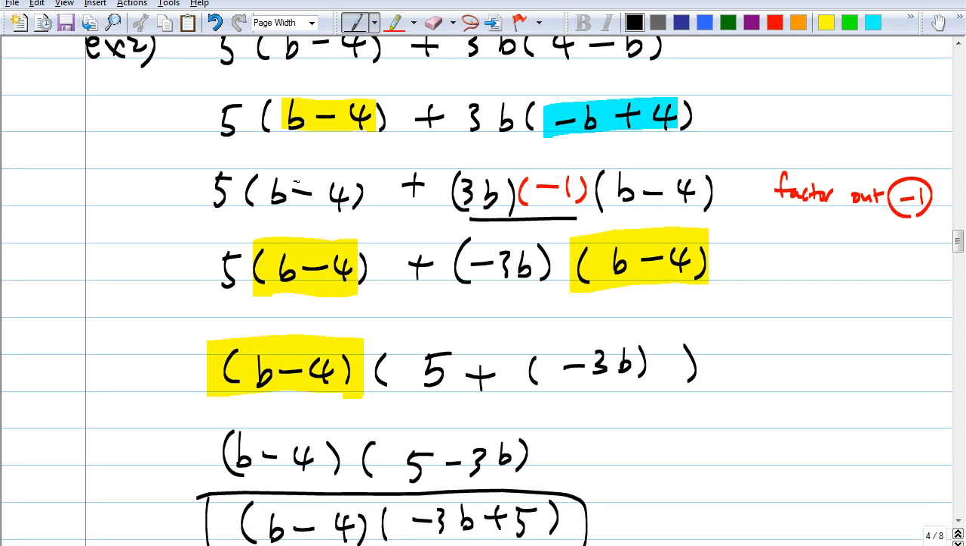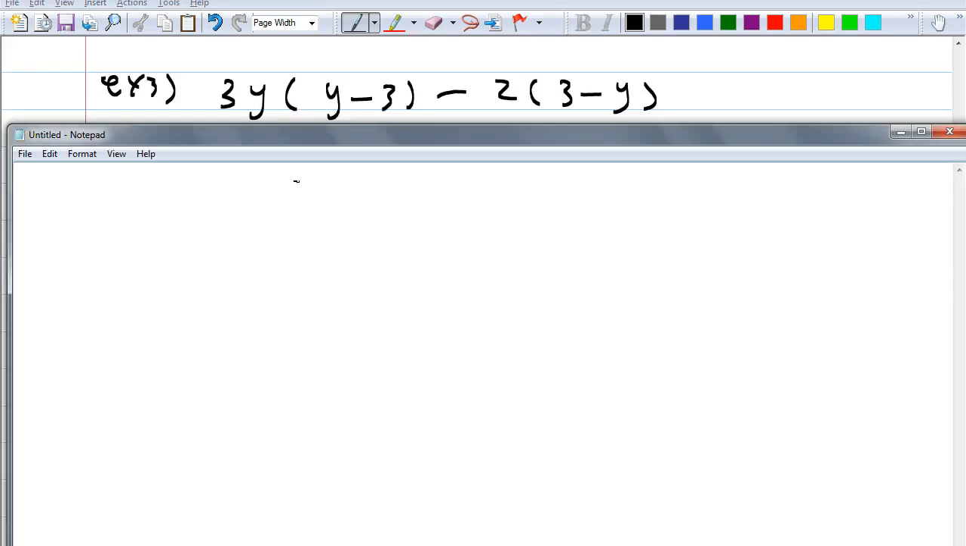All right. Let's do a couple more so that you get more used to this. May I move on to example 3? Let's look at example 3 now. Here it is: 3y in parentheses times y minus 3, minus 2 times in parentheses 3 minus y. Right now, I don't see any GCF because they don't look the same, right? But guess what I'm going to do first? Yes. You're going to take out a negative 1. I'm going to factor out a negative 1. But before I do that, I'm going to write things in standard form using addition. Is that okay?